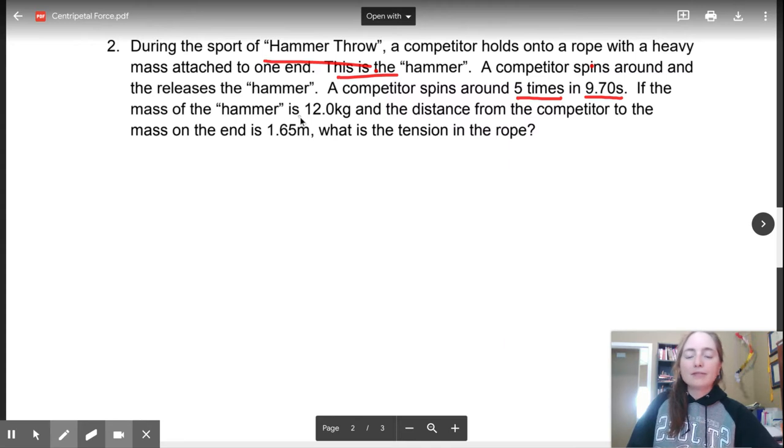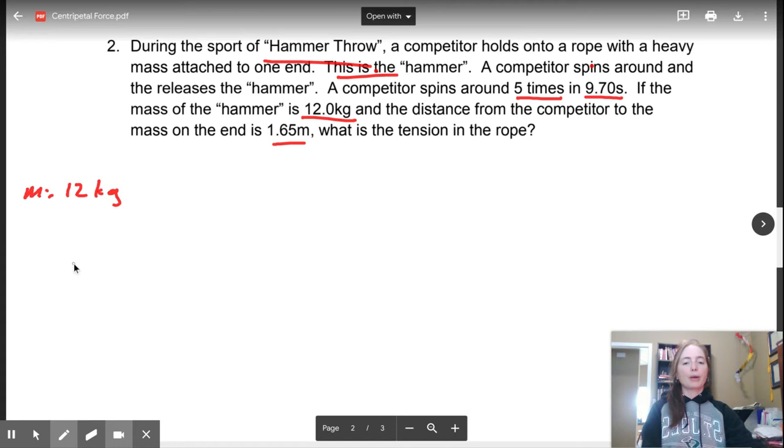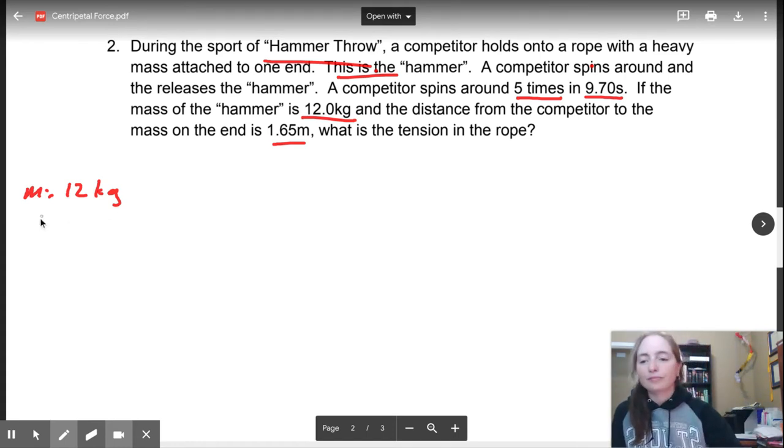If the mass of the hammer is 12 kilograms, okay, let's write that one down. That's an easy one. And the distance from the competitor to the mass on the end is 1.65 meters. So that's the length of the rope, essentially. So, ladies and gentlemen, what is that?